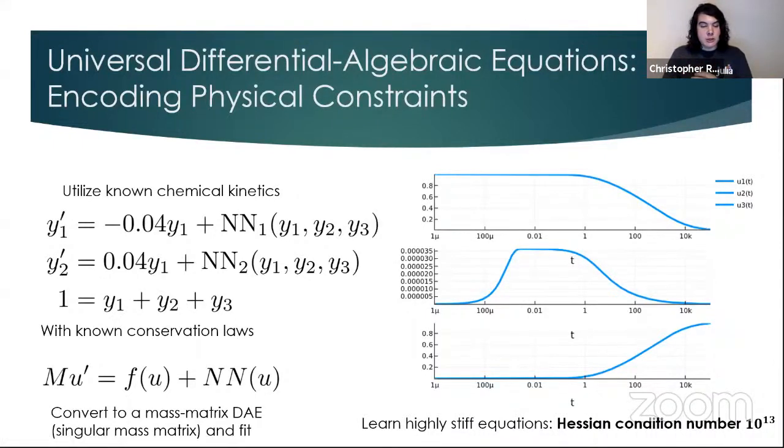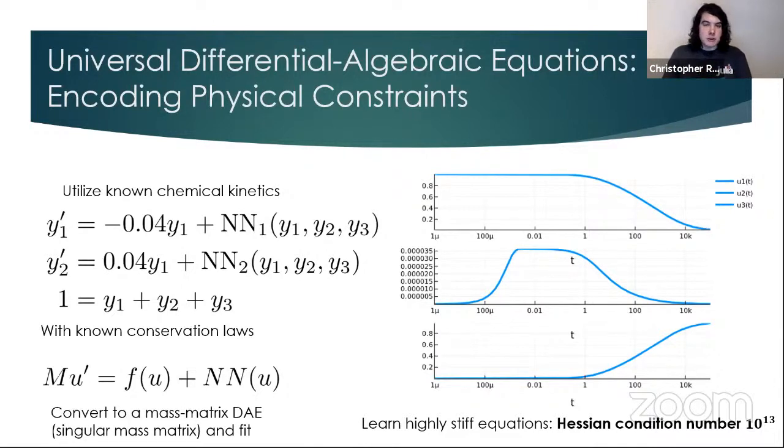And we can write down this mass matrix DAE. I'll showcase how to write down DAEs such that we have a neural network that covers what's unknown, and we have the conservation law encoded in the way that we do this singular mass matrix. Then all we have to do is have a differential equation solver that is able to handle singular mass matrices to then recover what this missing equation is. And so we can learn highly stiff equations by integrating this kind of knowledge of conservation laws into our system.